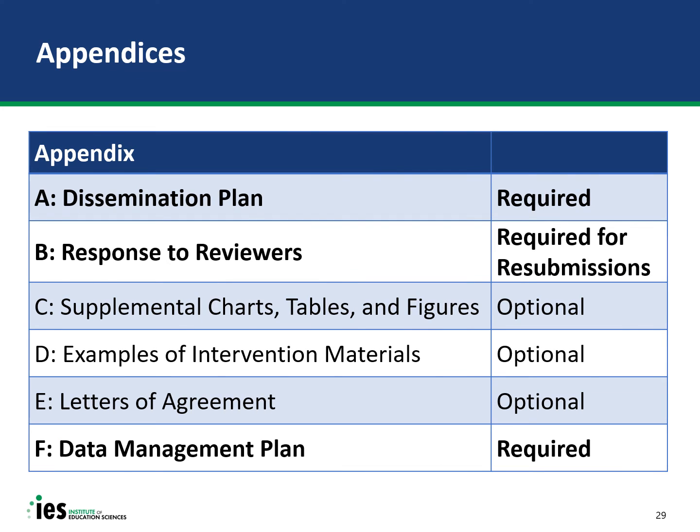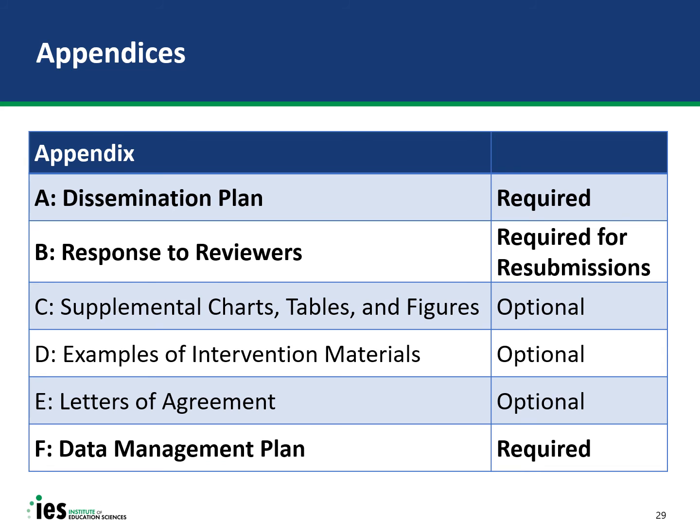The required project narrative is followed by several appendices, some of which are required and some that are optional. I'll discuss the required appendices in more detail in the next few slides, but here is an overview. Appendix A is required. This is where you will describe your plans to disseminate the results. Appendix B is required for resubmissions and should include your response to previous reviewer comments.